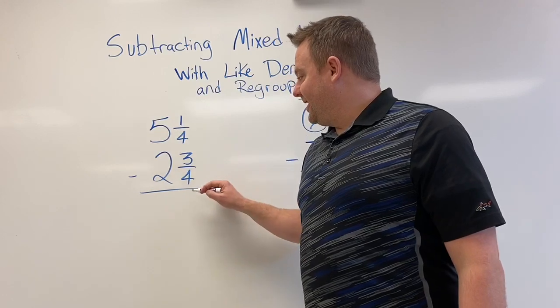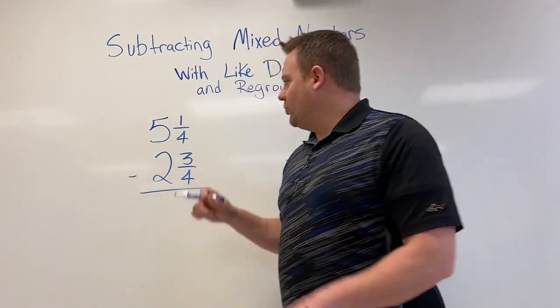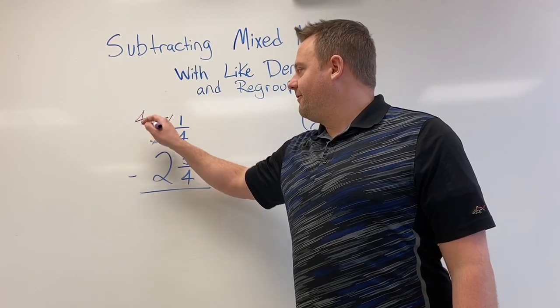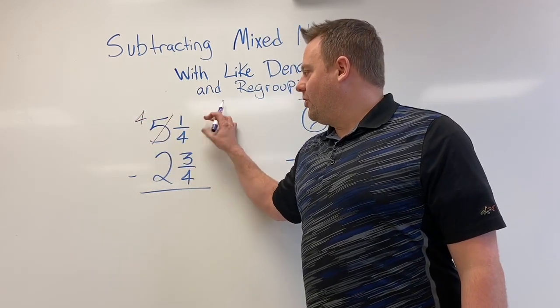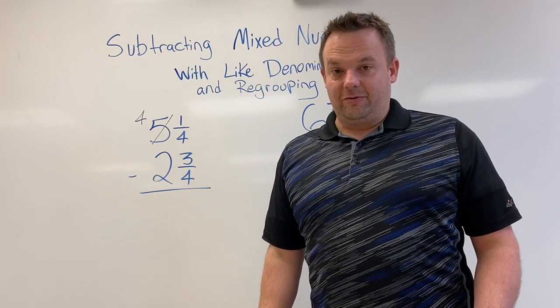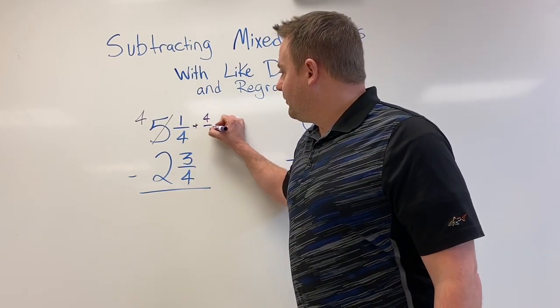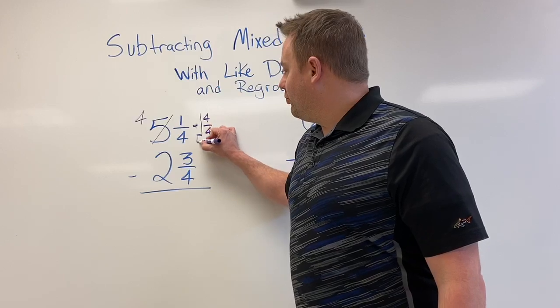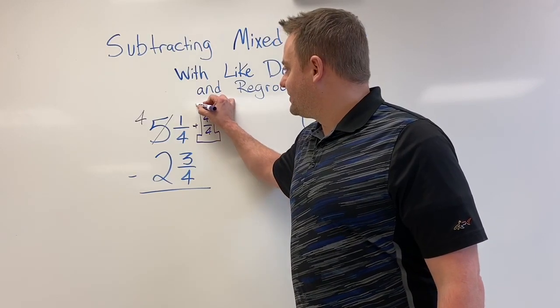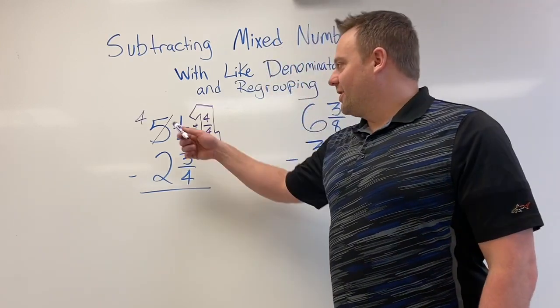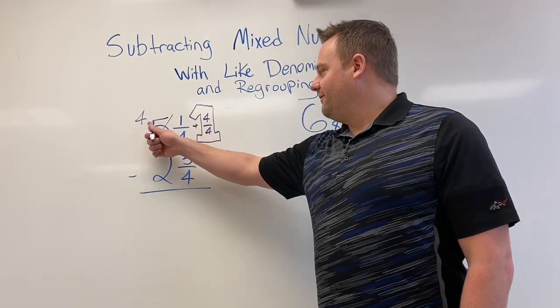All right, now that we've modeled it, let's do it. 1 minus 3, I can't do that. So what we have to do is borrow from the whole number, and we're going to make that 4. And we're going to add a whole here. And a whole with a denominator 4 is 4/4. Now, sometimes you can make a 1 like this, which is pretty darn cool. Isn't that cool? So we're going to make an equivalent fraction.